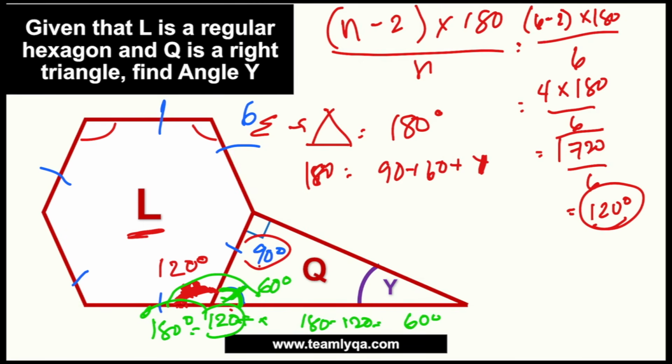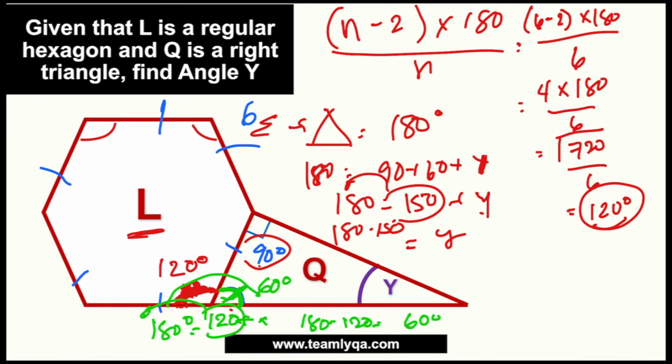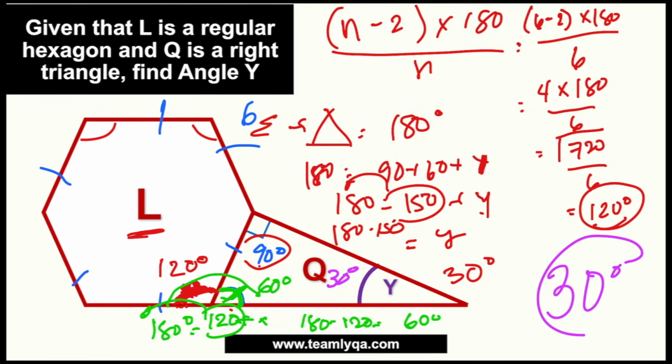So, all you have to do is to solve for this. So, 180 is equal to 150 plus Y. At para makuha mo yung Y, ilipat ko lang yung 150 sa kabila. 180 minus 150 or 30. So, ibig sabihin nun, itong angle Y is 30 degrees. Kasi pag in-add mo yung 90, 60 at 30, mabubuo mo yung 180. Okay? So, the answer is 30 degrees.